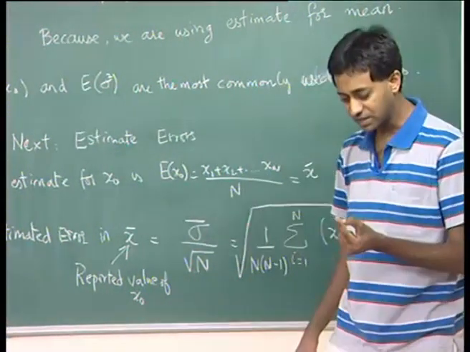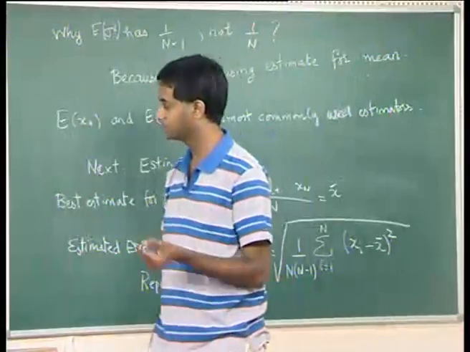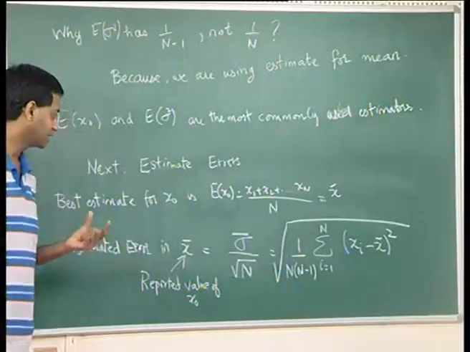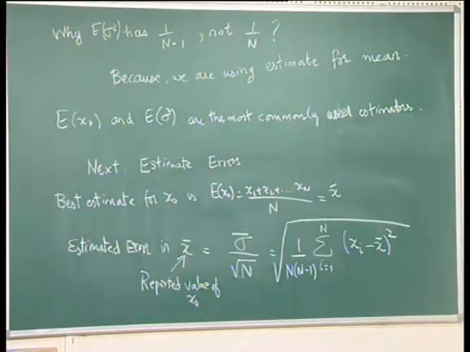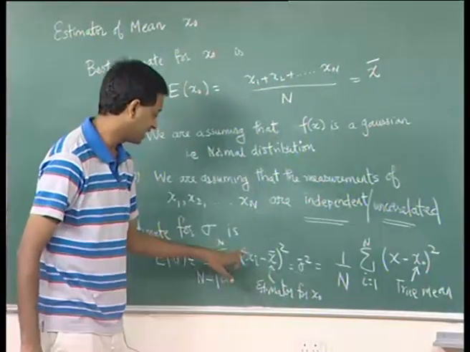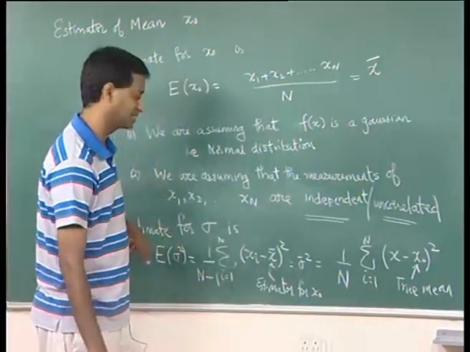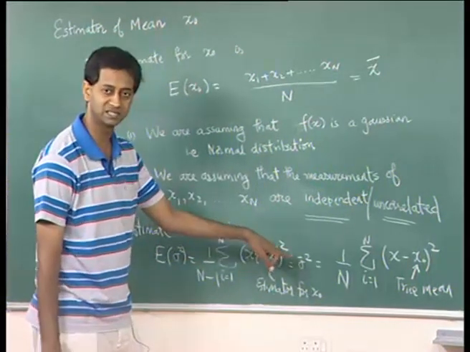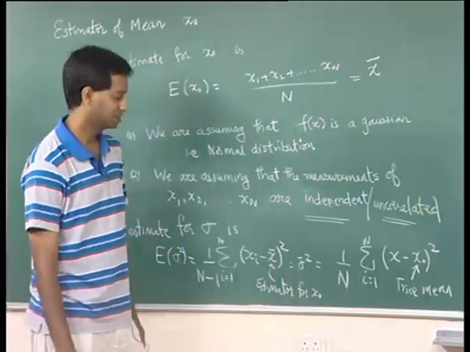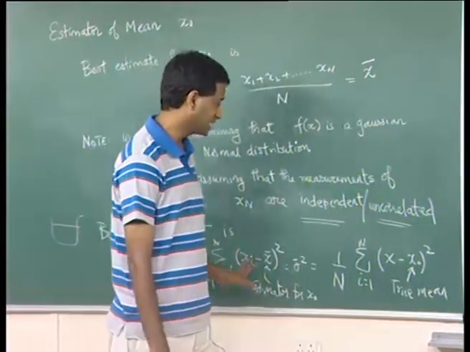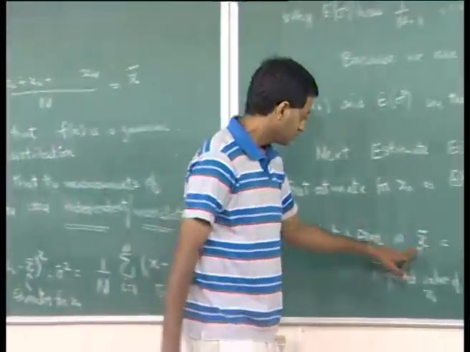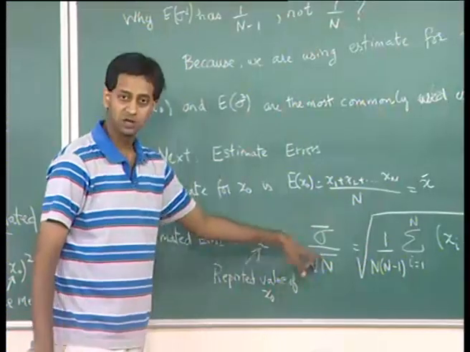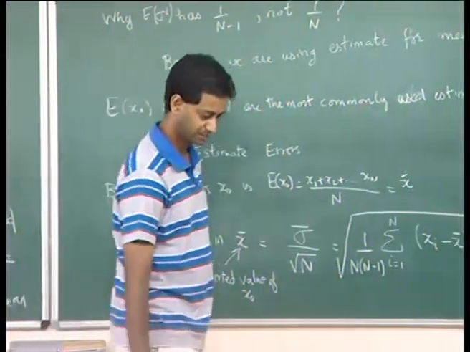Now suppose I make only one measurement. Then the error estimate for that one measurement will be related to sigma. So the error estimate for any one of these measurements is related to sigma. But the error estimate for the average is much smaller than the error estimate for a single measurement.